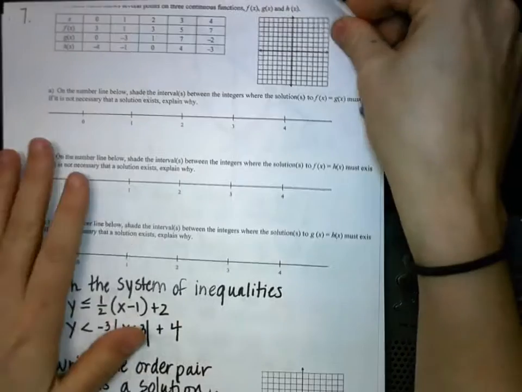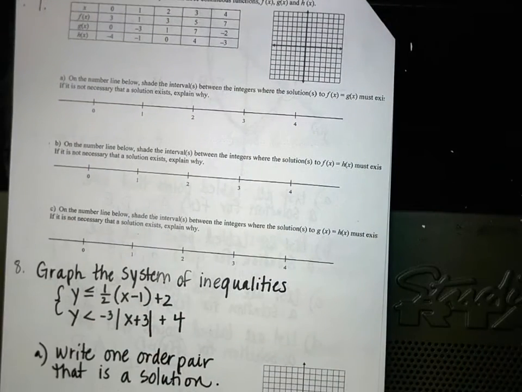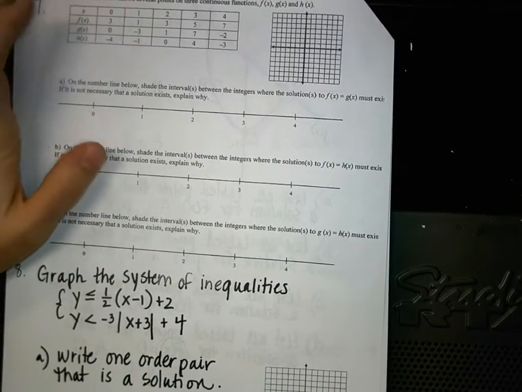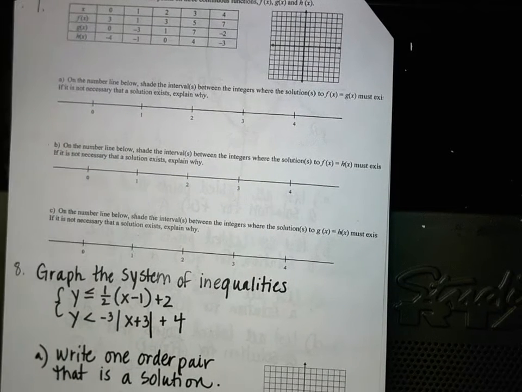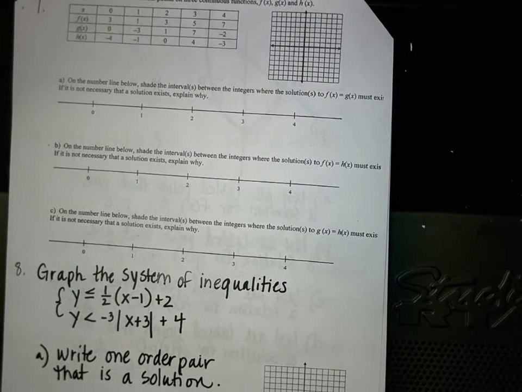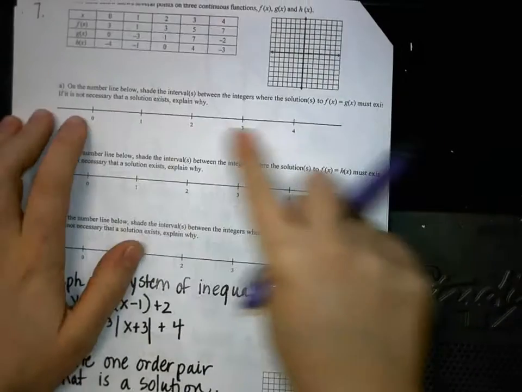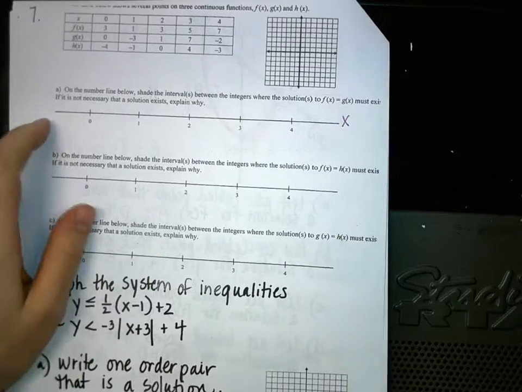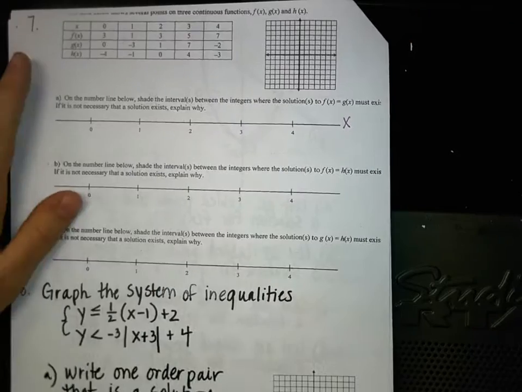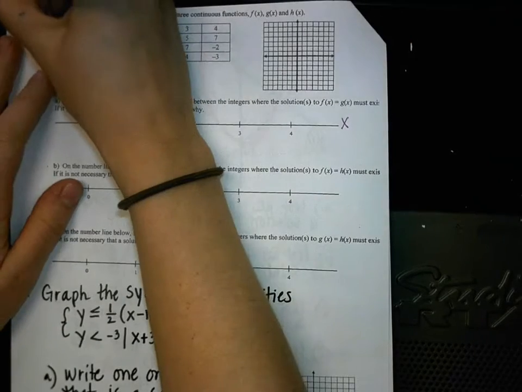Number 7. So we're given the points of f of x, g of x, and h of x. I'm going to plot each of those points on the stretched out x-axis below so that we can see which one we're talking about for each. So this first one, I'm going to plot in purple. Hopefully you can see that.